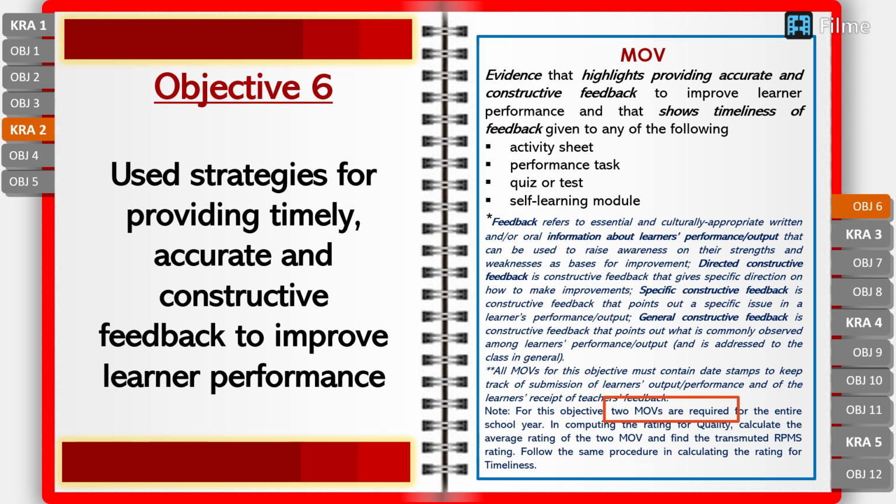Sa pagkuha ng rating sa quality, susundan lamang natin ang performance indicator sa objective na ito. Sa timeliness naman, 5 if MOV submitted shows feedback given within 5 working days from submission. For this objective, ang aking attachments ay isang performance task at isang quiz or test.